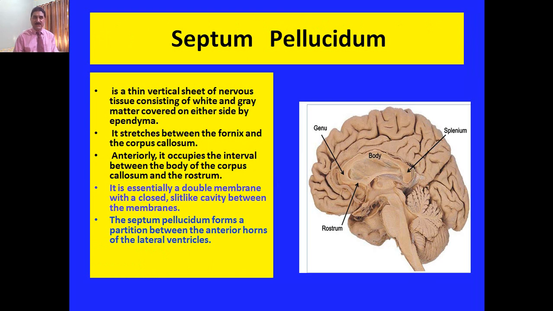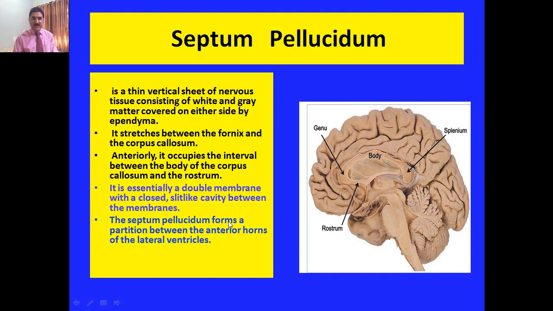What is septum pellucidum? Septum pellucidum is a thin vertical sheet of nervous tissue consisting of white and gray matter, covered on either side by ependyma. It stretches between the fornix and the corpus callosum. Anteriorly, it occupies the interval between the body of the corpus callosum and the rostrum. It is essentially a double membrane with a closed slit-like cavity between the membranes.